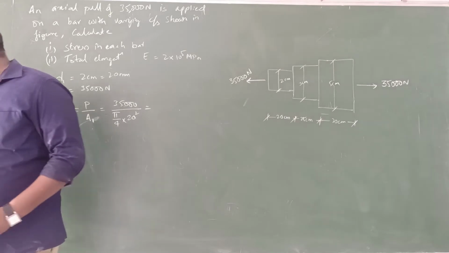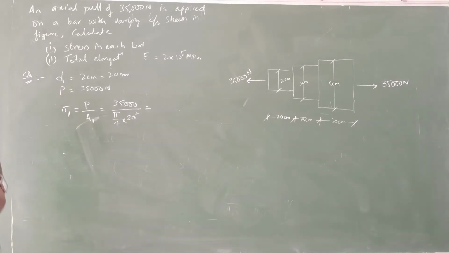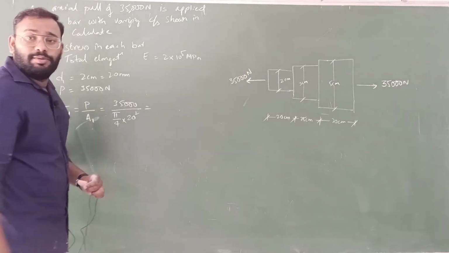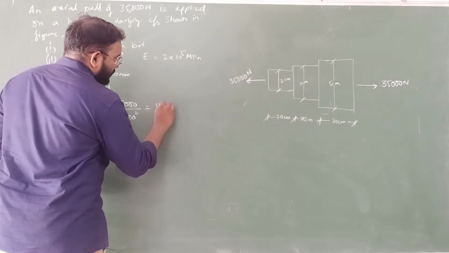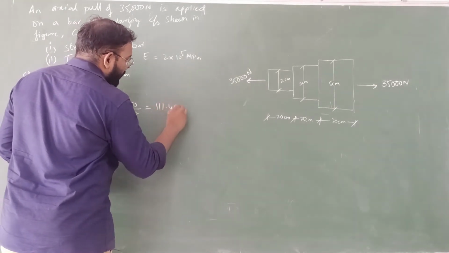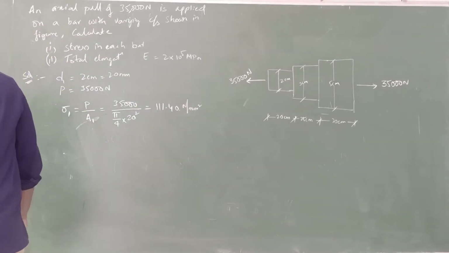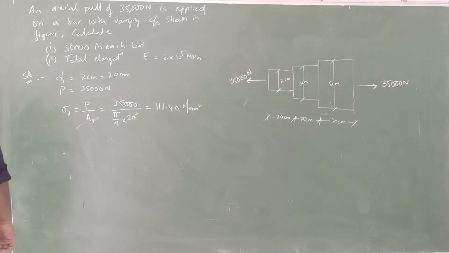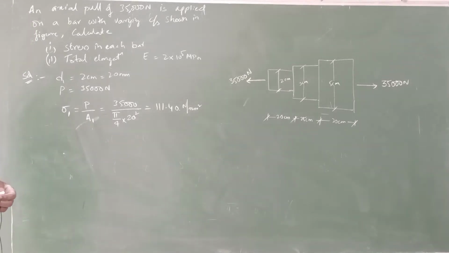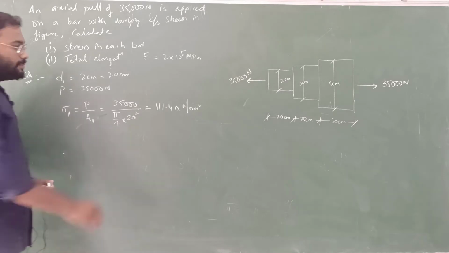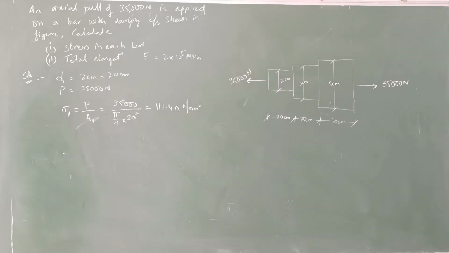111.40. Please check the answer. One mistake you are doing. 35,000, right? Pi by 4 into 20 square. How much is the answer? 0.40 Newton per millimeter square. Correct. Next, I want one more calculator in the class to check the answer.